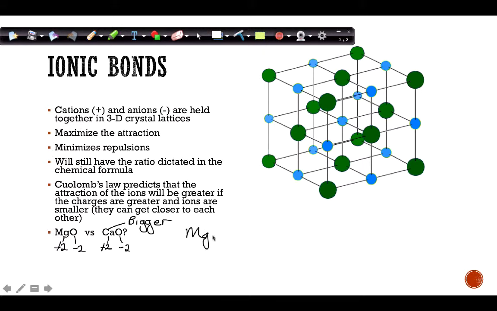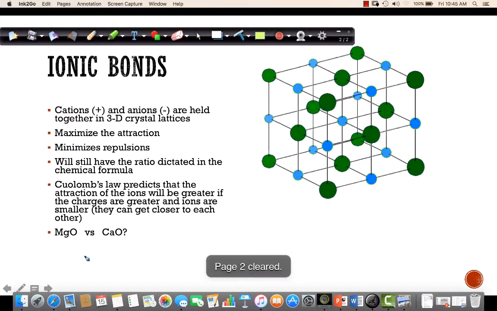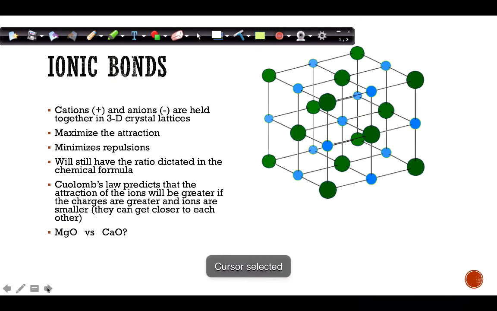So MgO will have a stronger attraction, and because of that, they will have higher boiling points, higher melting points, things like that. They have more of an attraction, which means that they're harder to pull apart. Okay, let's look at another one.